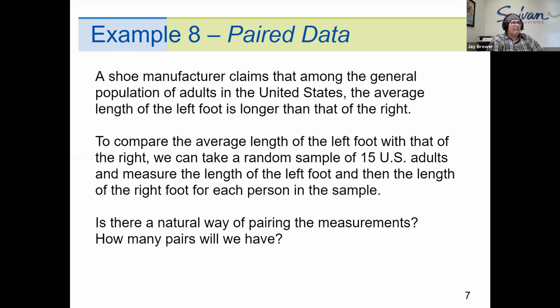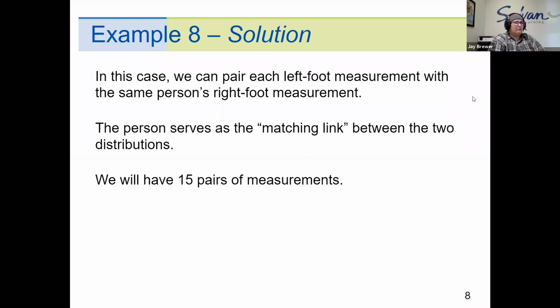To compare the average length of the left foot with that of the right, we take a random sample of 15 US adults and measure the length of the left foot and the length of the right foot for each person in the sample. Is there a natural way of pairing the measurements? How many pairs will we have? In this case, we can pair each left foot measurement with the same person's right foot measurement. The person serves as a matching link between the two distributions. We will have 15 pairs of measurements.